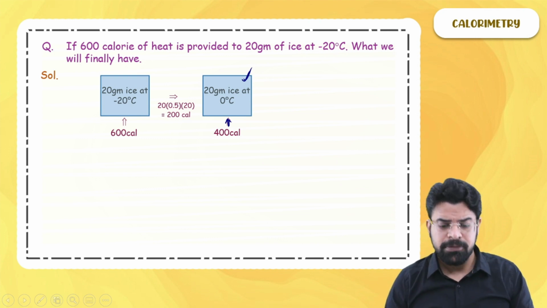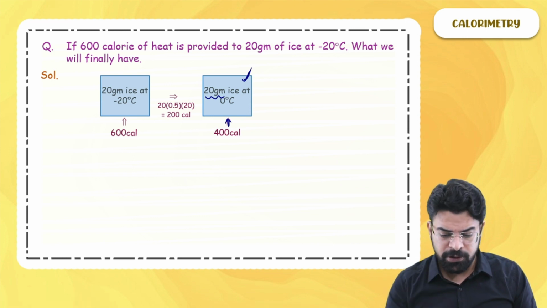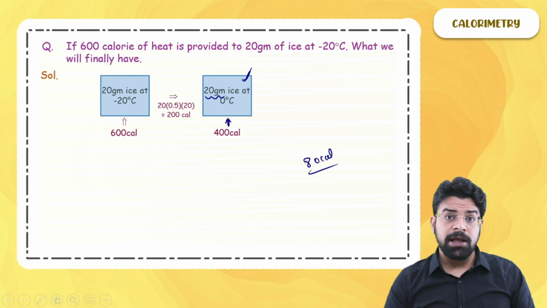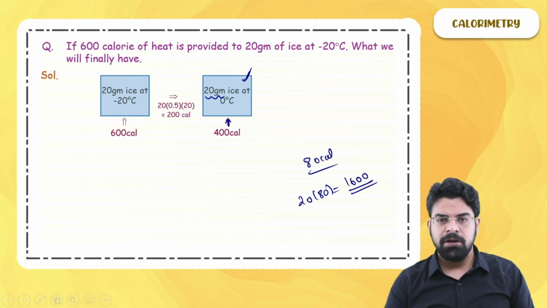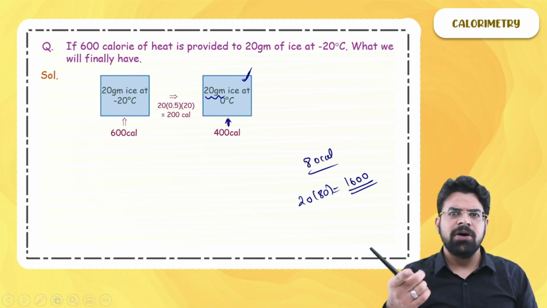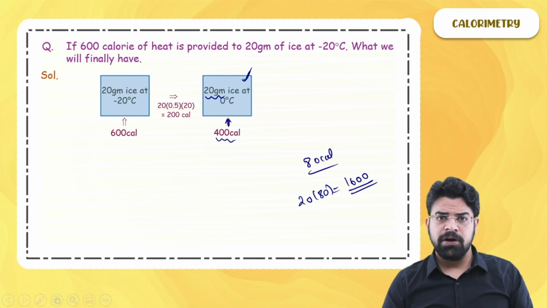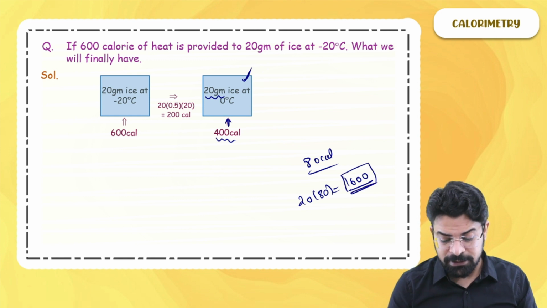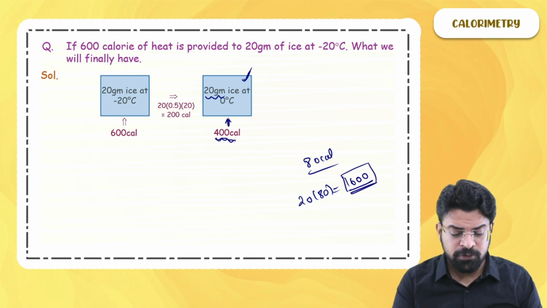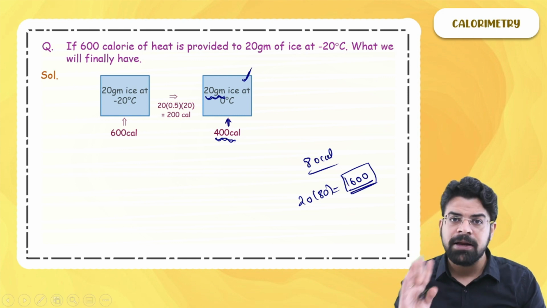The ice will start to melt. To melt the entire 20 gram, how much heat is required? Sir, to melt 1 gram, we require 80 calorie. To melt 20 gram, we will require 20 into 80 calorie, that is 1600 calorie. Are you providing more than 1600 calorie or less than 1600 calorie? Sir, we are going to provide 400 calorie. So will you be able to melt the entire ice? No. We require 1600 to melt the entire ice, and you are providing 1/4 of it, 400 calorie. So only 1/4 of the mass will be converted into water and the rest will remain as ice.